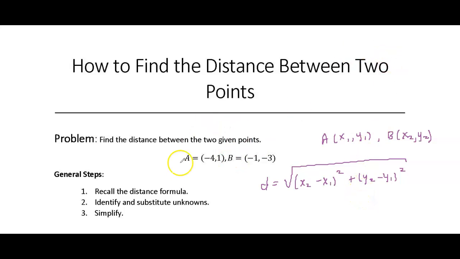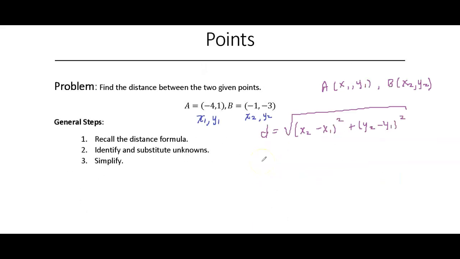We can identify our values using what was given. So x1 would be -4, y1 would be 1, x2 would be -1, and y2 would be -3. Scrolling down, I'm just going to substitute what we now have into our formula.